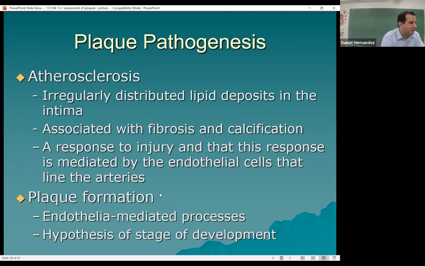So plaque pathogenesis. Just that term again, atherosclerosis, refers to lipid deposits being deposited in the intima. Atherosclerosis is associated with fibrosis and calcification. And it's a response to injury of that endothelial lining of the vessel. And that response is mediated by those endothelial cells that line the arteries.